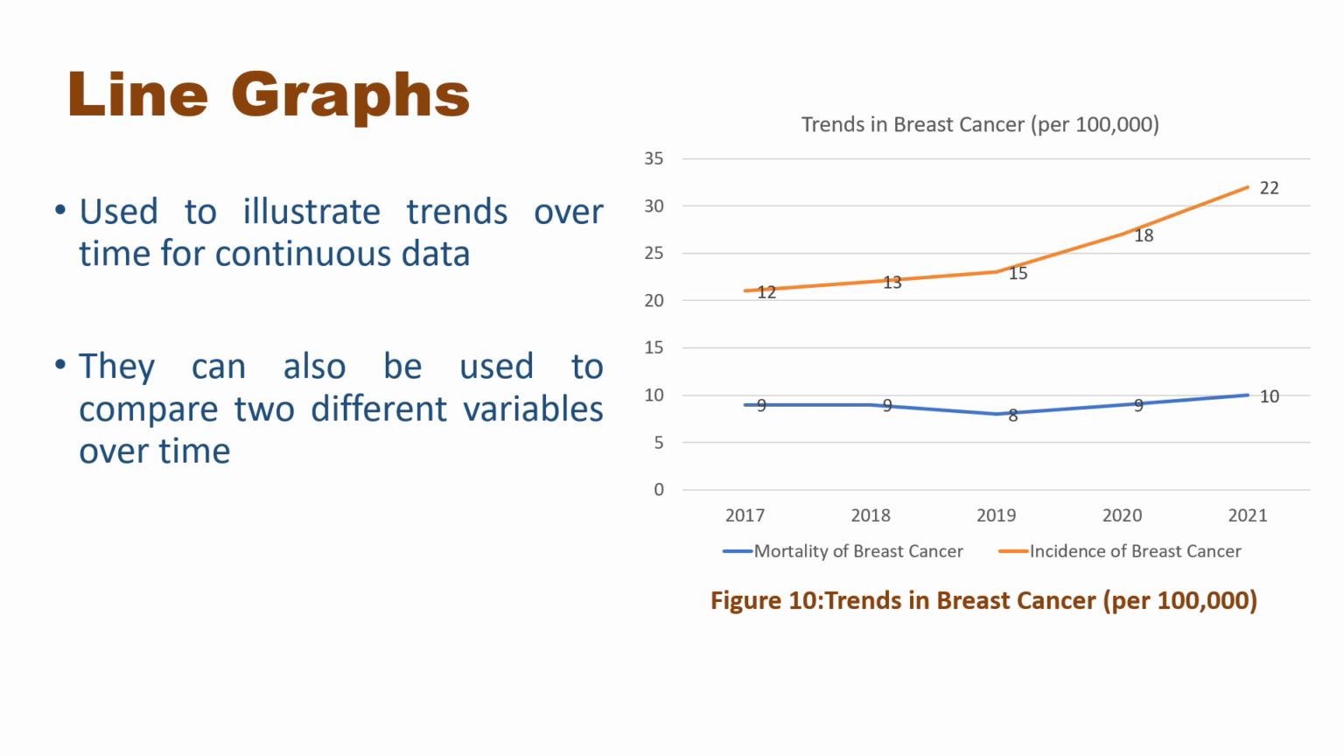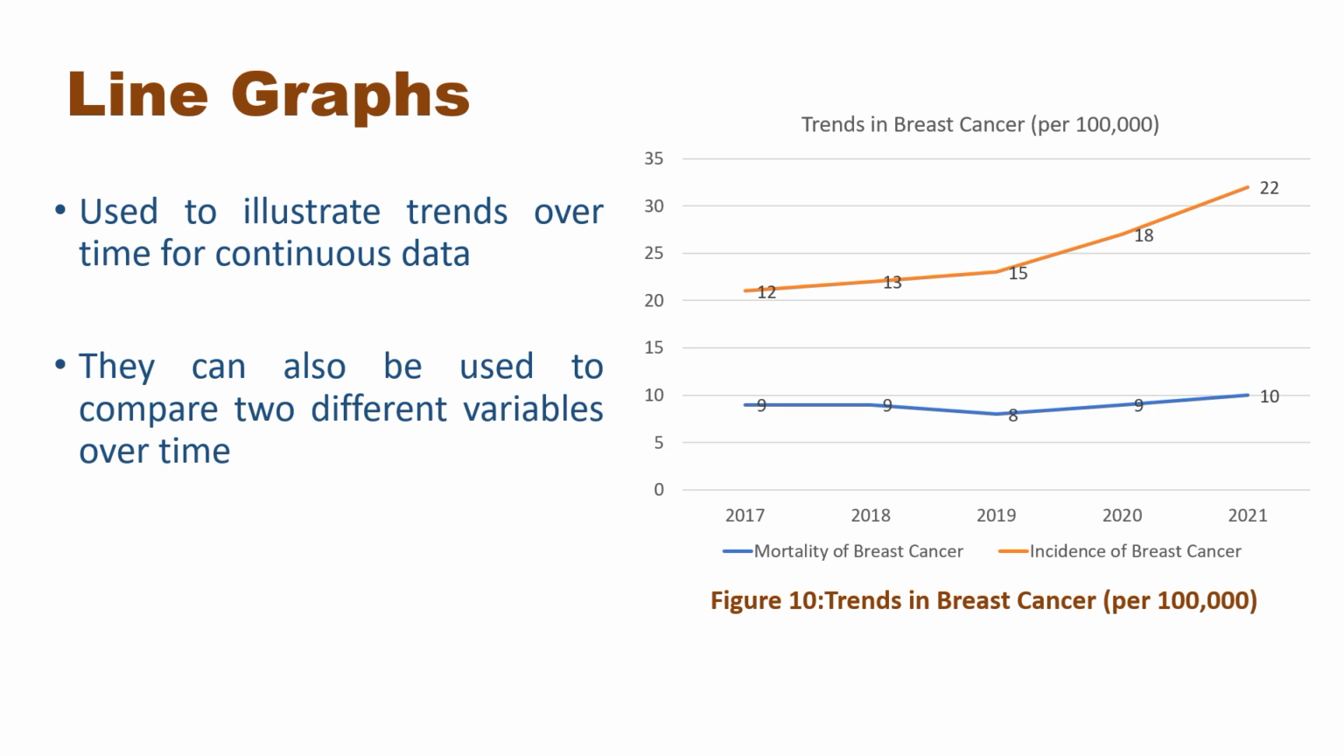Like here, with the help of dummy data, Figure 10 represents trends in breast cancer per 100,000. So we can see that it represents the mortality and incidence of breast cancer patients from 2017 to 2021. And we can clearly observe that the incidence of breast cancer increases over time, while there is a slight increase in mortality over the period of time.